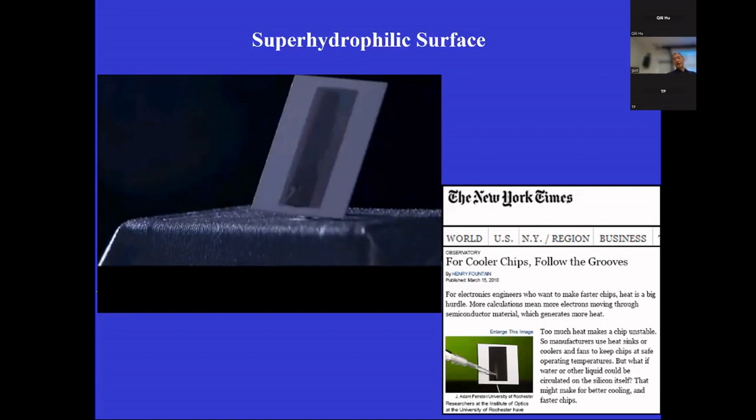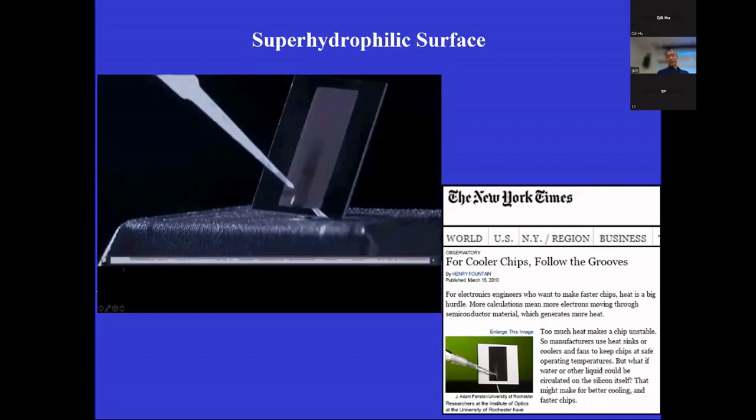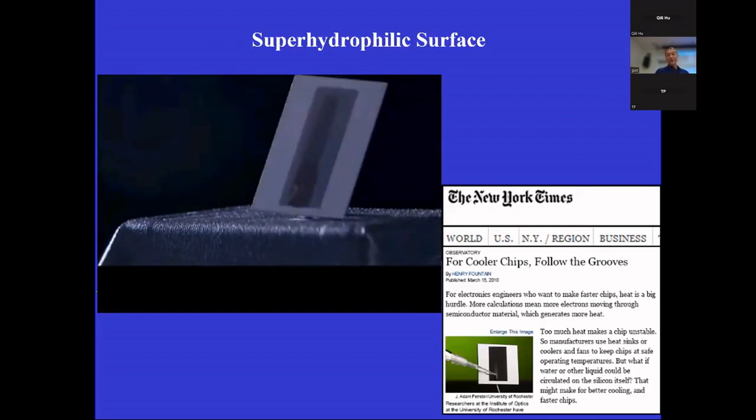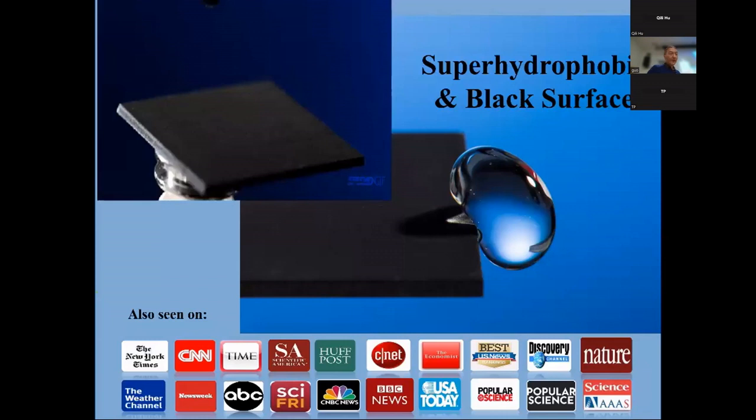the gravity. Here is a New York Times article suggesting we could use this cooling for a lot of applications, and I'm going to discuss some of those works later on. Later, we developed the counterpart technology, the superhydrophobic surface. You can see the water droplet bounces off the surface and is not able to stick.